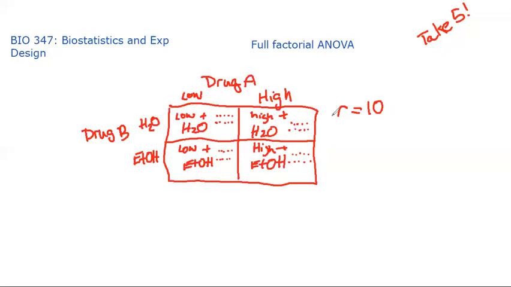So if our replicates is 10, what is our total sample size, N? Well, that is just the replicates times the number of combinations. We have 4 combinations, so our total sample size is 40.